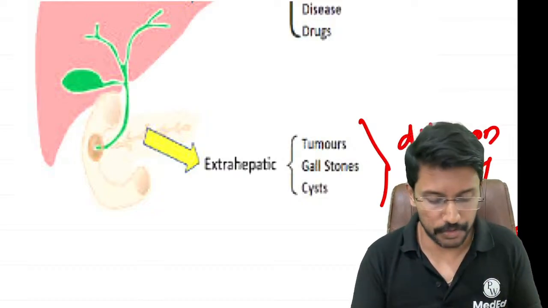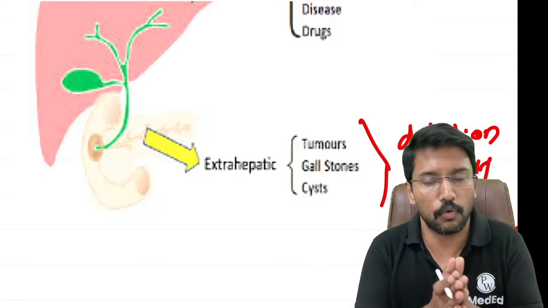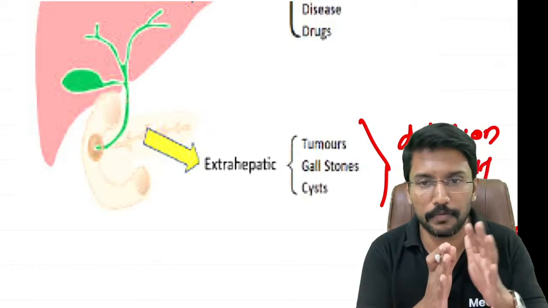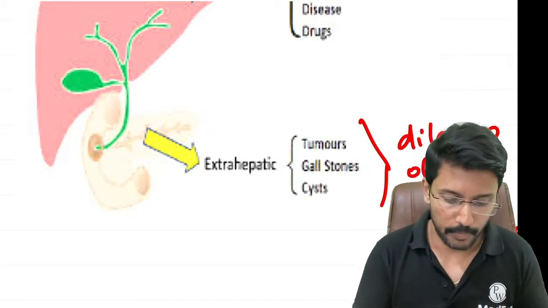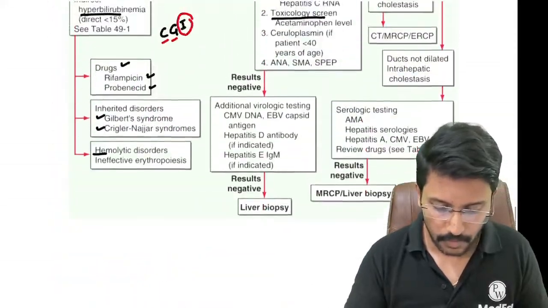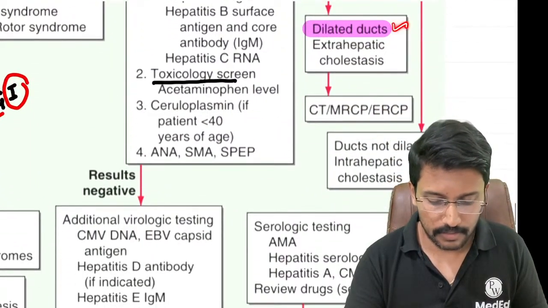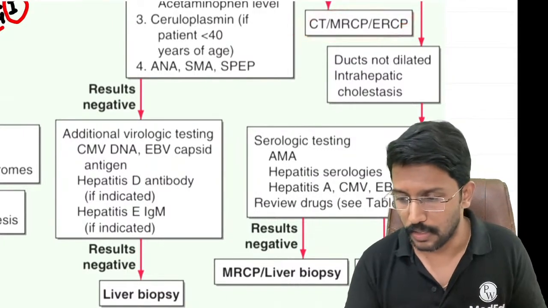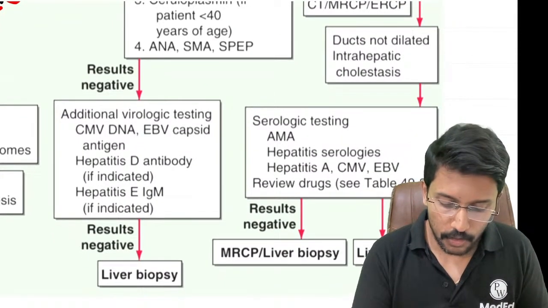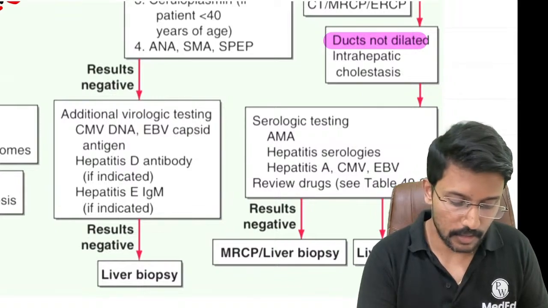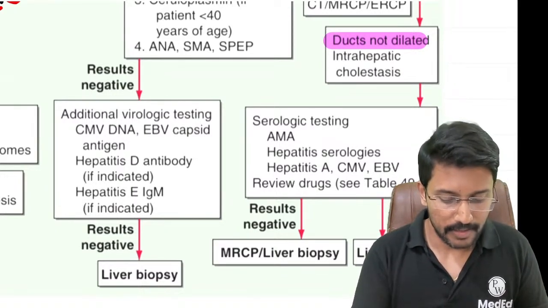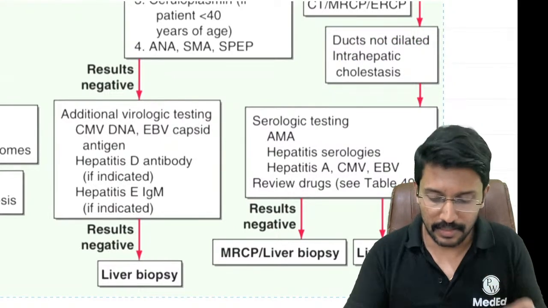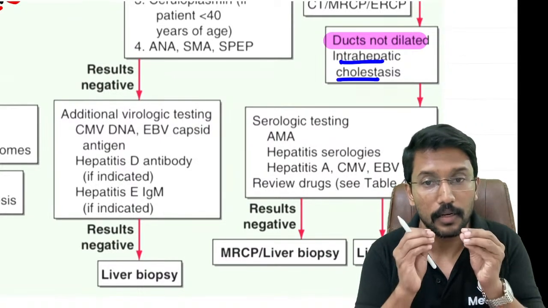So for further evaluation of the reason for obstruction, we might have to go for a CT or MRI or the MRCP. But ultrasound can help us differentiate intrahepatic versus extrahepatic cholestasis. So if dilated ducts are there, it is extrahepatic cholestasis. For further diagnosis, we have to go for CT, MRCP or ERCP. And if the ducts are not dilated, that means it is intrahepatic cholestasis. Intrahepatic, right? It is the intrahepatic biliary radicals which are blocked.